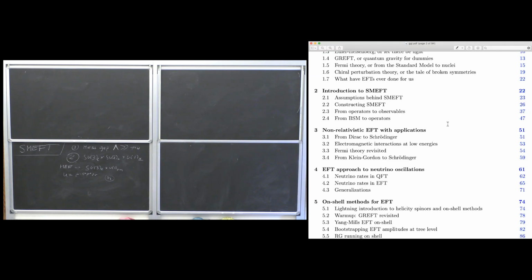And then there is a practical difference between HEFT and SMEFT. Let me just give you a very simple example. If you're trying to write interactions of the Higgs doublet with gluons in the SMEFT, because of gauge symmetry, your interaction has to have this form, where this is the Higgs doublet. It looks like this.